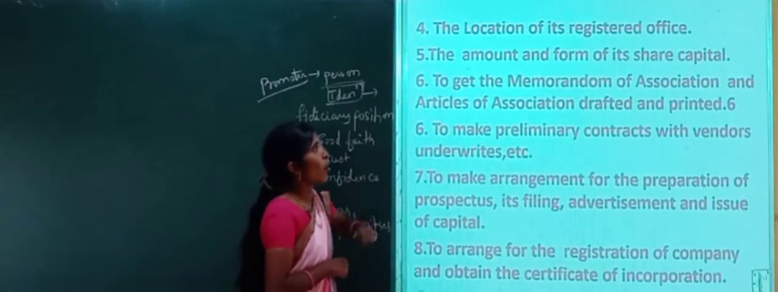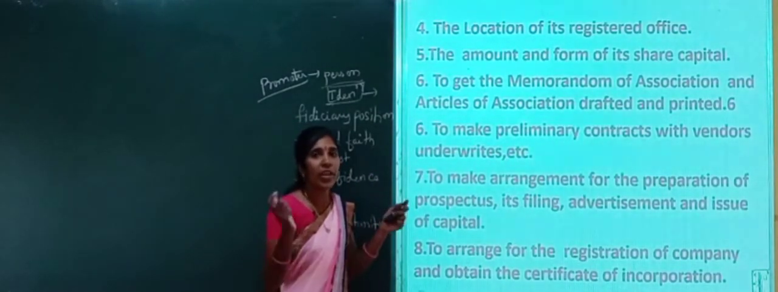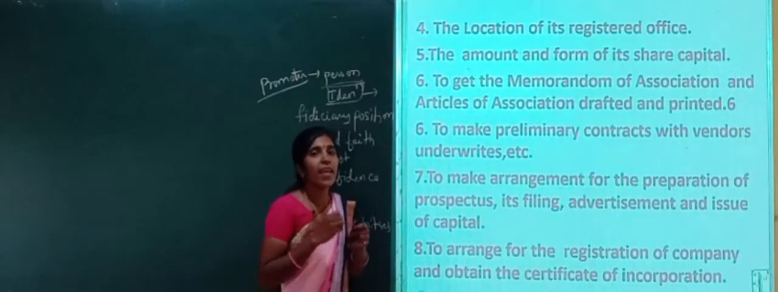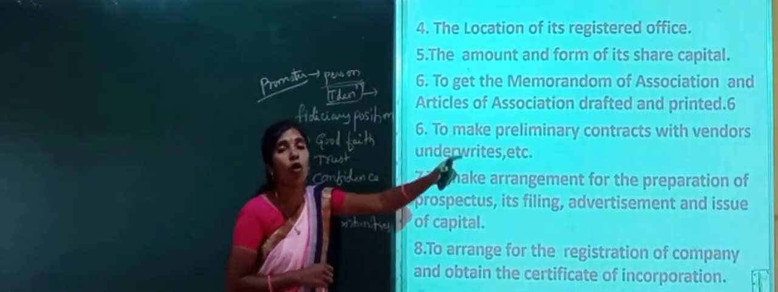Next one, the amount and form of its share capital. The capital of a company is split into several units. Each unit is called a share. And how the share capital will be collected, that is the amount and form of its share capital.